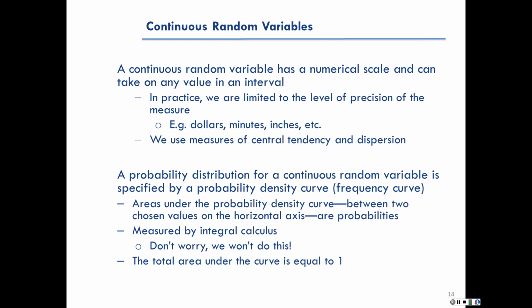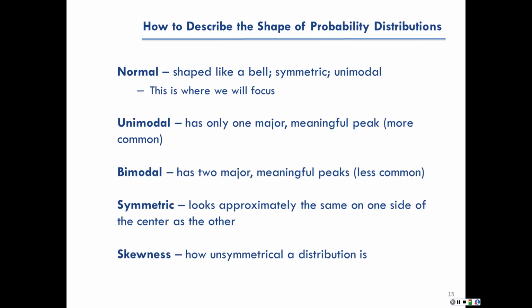Another thing to know is the total area under the probability density curve is equal to 1 because the probabilities must sum to 1. And so if you want to think about the shape of these probability distributions, there are several ways they might appear. The normal distribution is shaped like a bell. It's symmetric about the mean, median, and mode, has a single mode. This is where we're going to focus in this course.